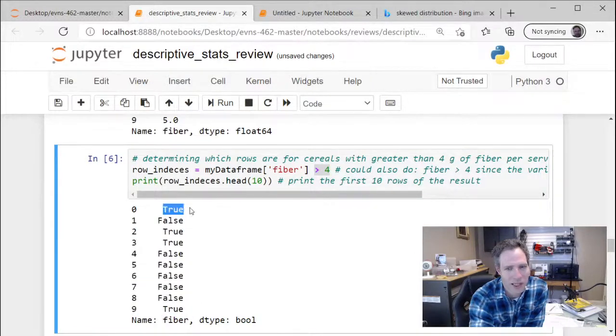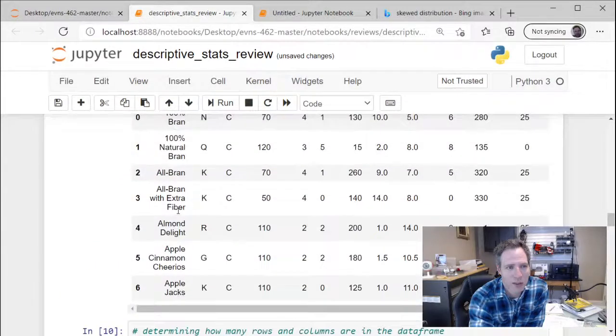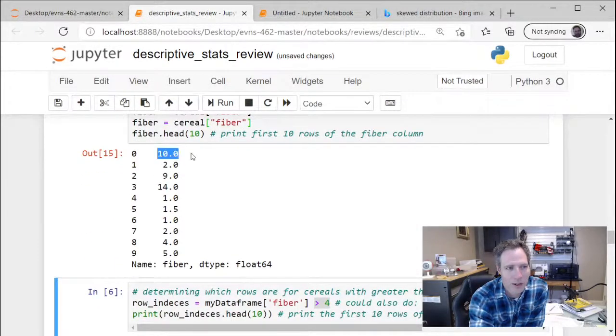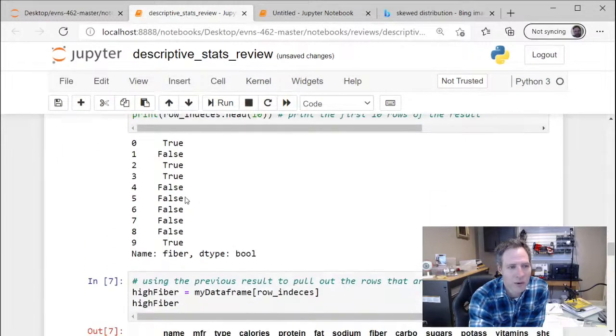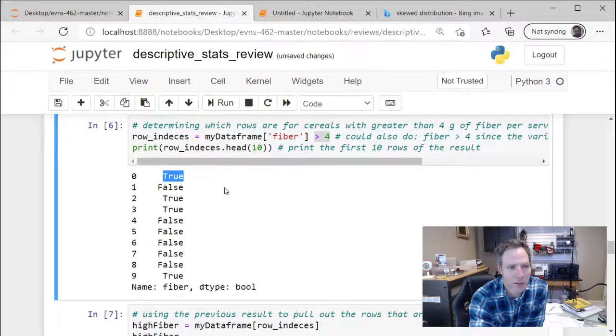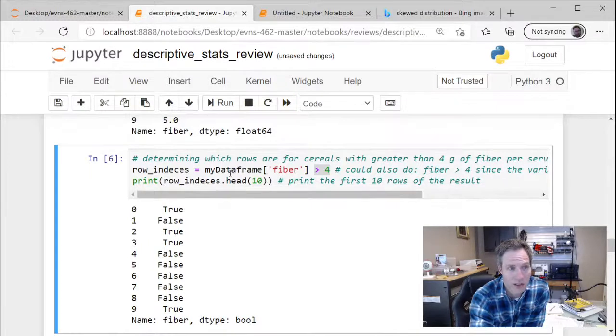So what does this mean? Let's go back up here. In row 0, fiber content is 10. In row 1, it's 2. These are grams: 9, 14, 1, 1.5, 1, 2, 4, and 5. So what you're getting here is a true if the fiber value is greater than 4, and a false if it's less than or equal to 4. This is very useful at times to figure out which data values are larger or smaller than some threshold value.